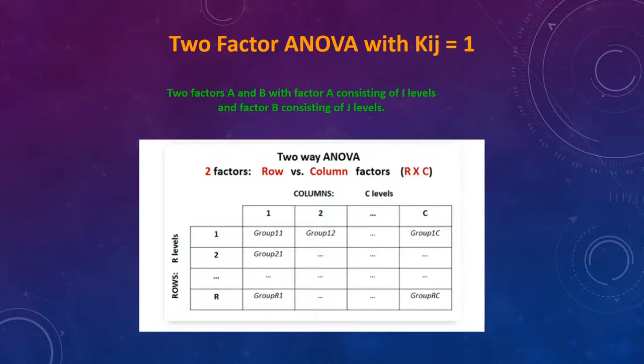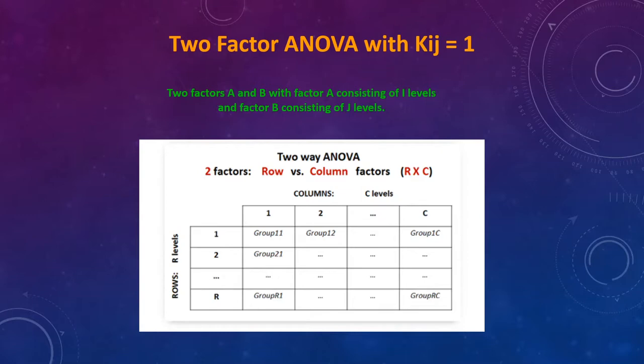Two-factor ANOVA consists of two factors. Let's call them A and B. And these two factors have two levels, I and J, I corresponding to A, and J corresponding to B.